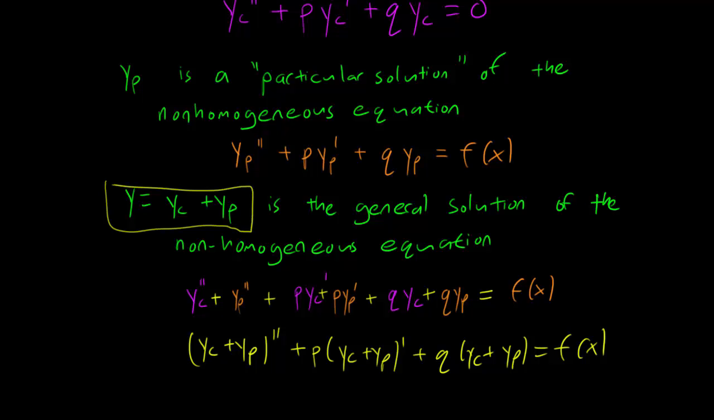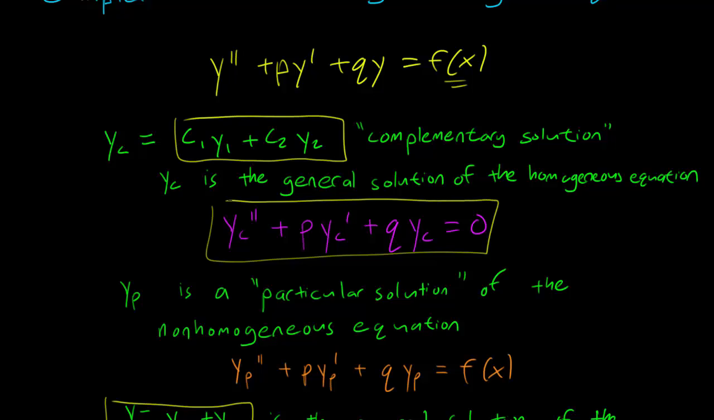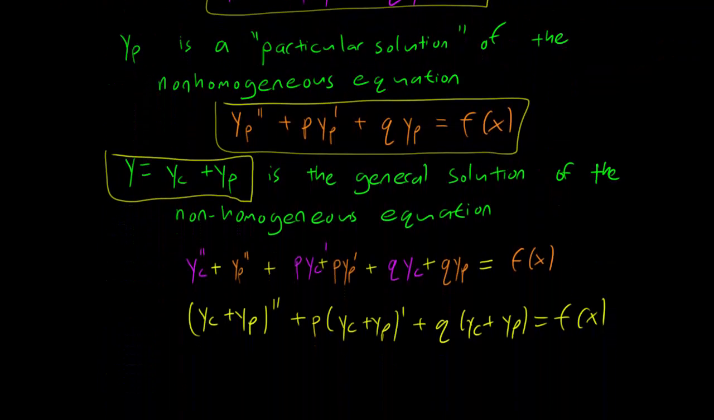So to reiterate, to find the general solution of a non-homogeneous equation, you first have to find the general solution of the homogeneous part and add a single solution of the non-homogeneous part. And it's really all there is to it.